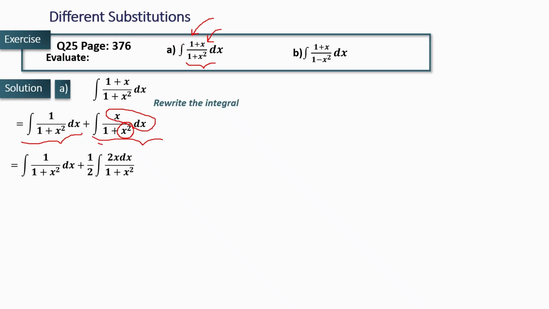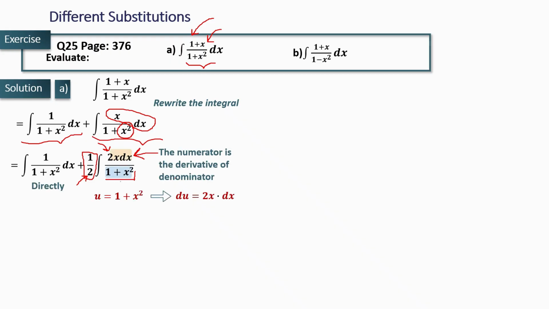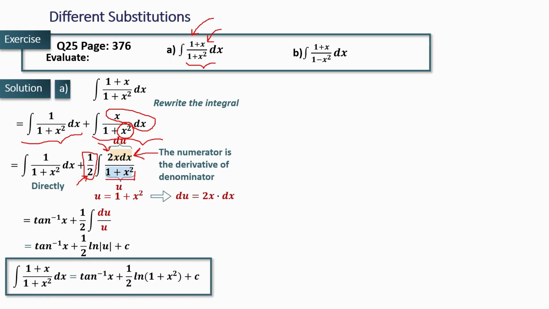So when you include a 2 in the numerator, don't forget to divide by the same number 2. Now you can use the formula ln of the denominator, because the denominator's derivative is nothing but the same as the numerator. And don't forget your extra half here. So let's continue. We get tan inverse x plus half ln 1 plus x square plus c.